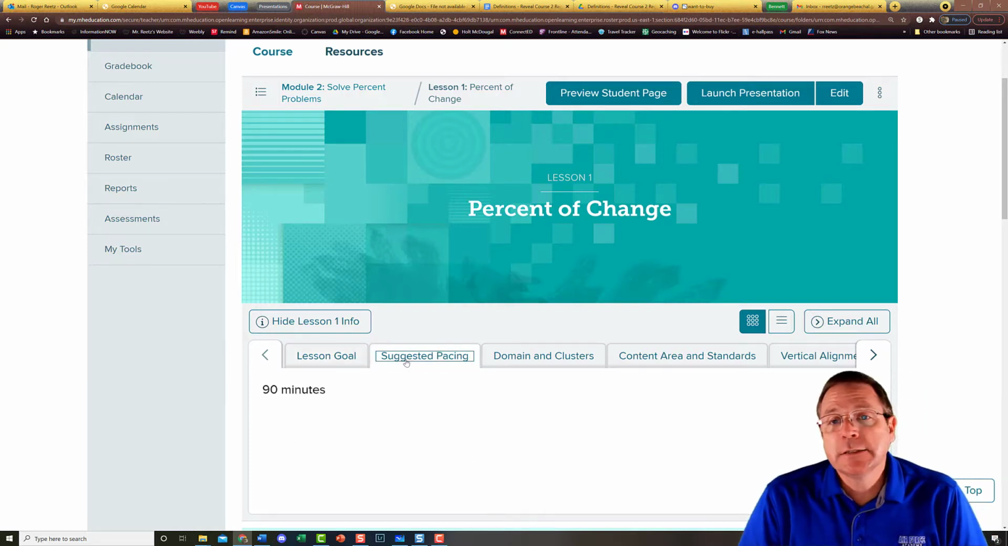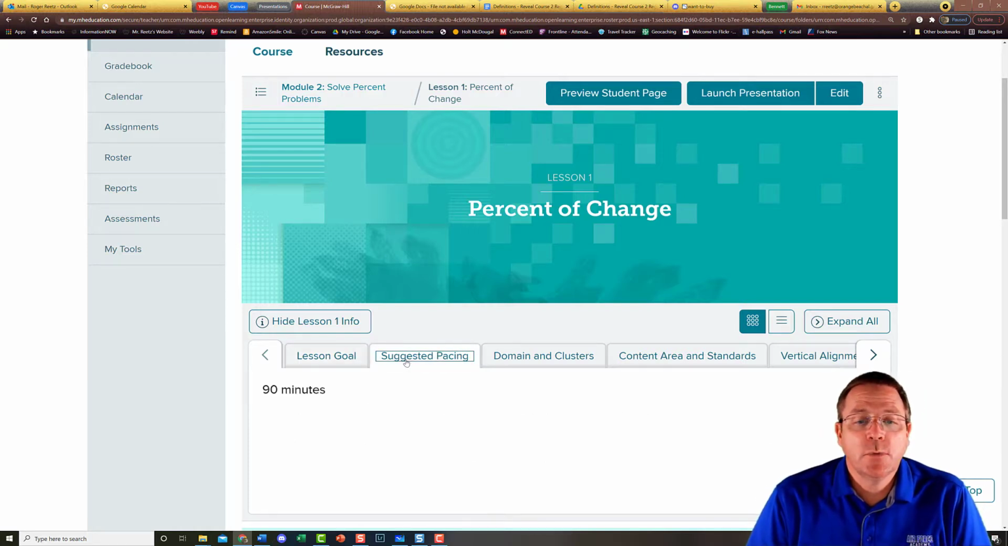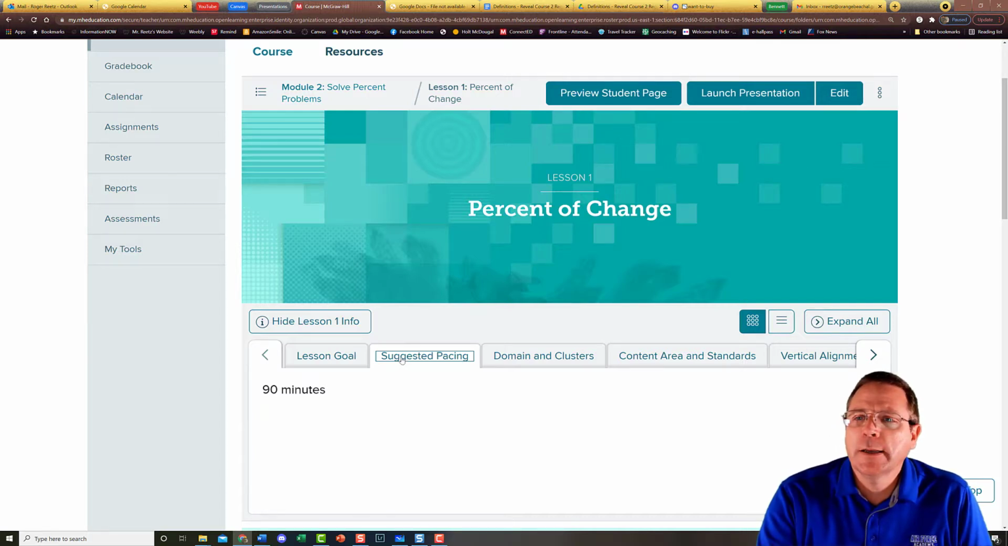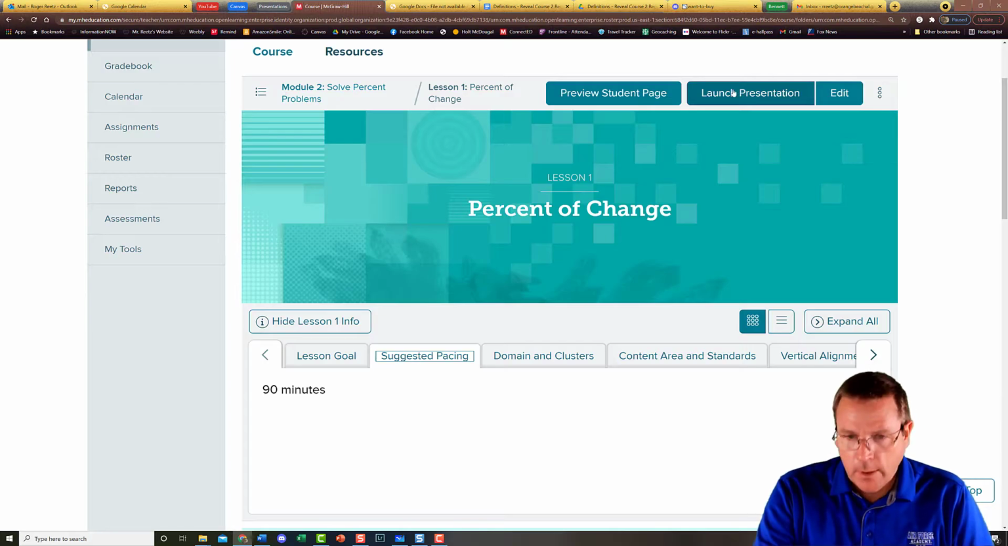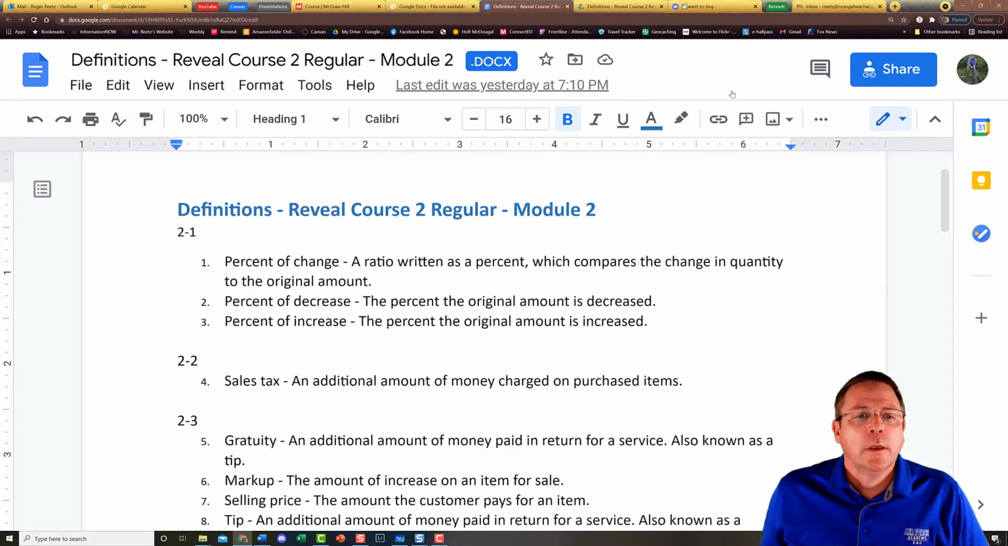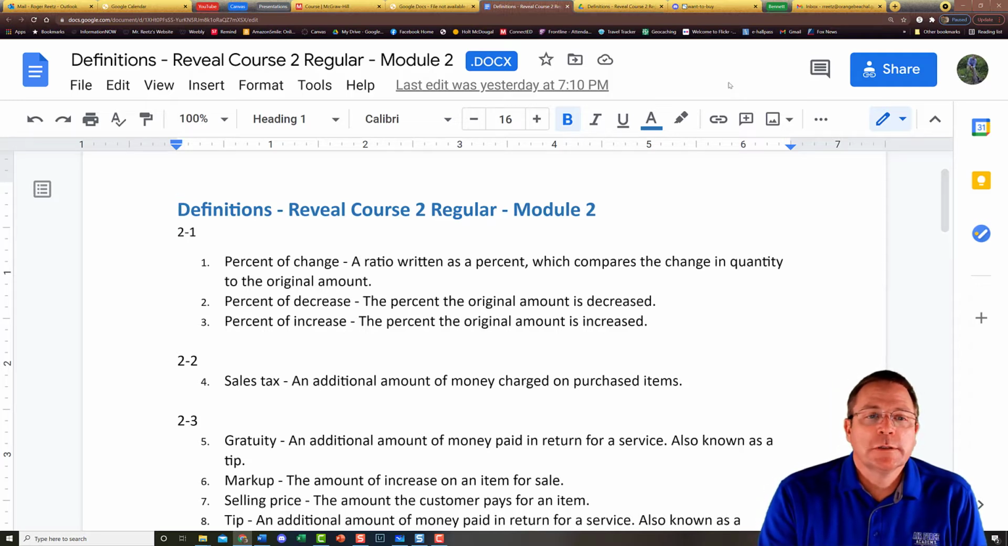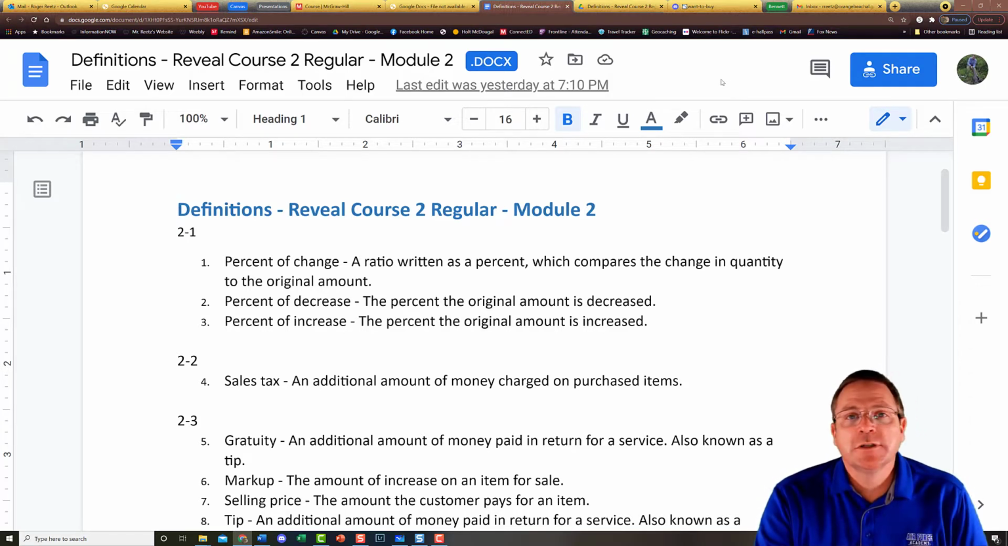Suggested pacing says this is going to be a 2-day lesson, so we get one night without homework and one night that you get to expand your mind even more. If you take a look, we're picking up 3 new vocabulary words in this lesson: percent of change, percent of decrease, and percent of increase.